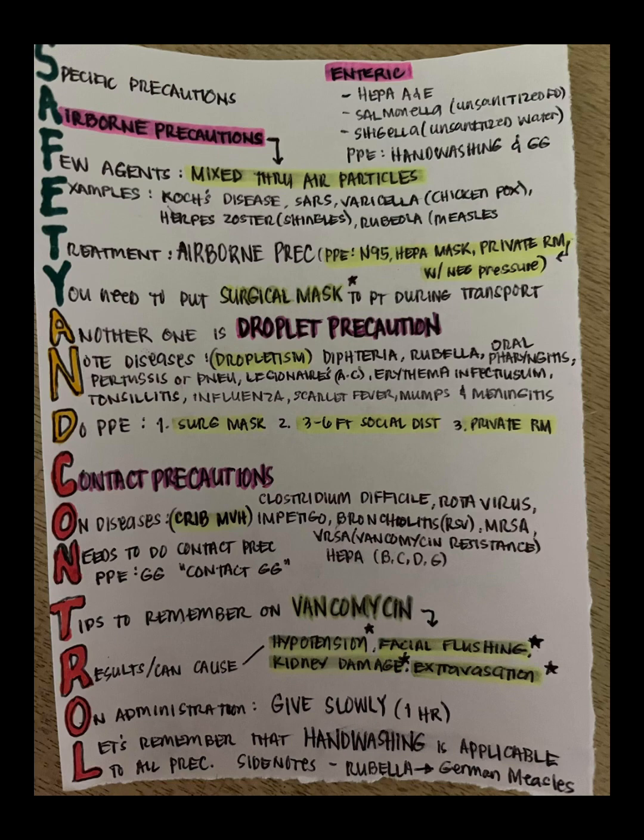Si contact precautions naman, these are the diseases that have the mnemonic CRIB MVH. We have the C. difficile or Clostridium difficile, rotavirus, impetigo, bronchiolitis or RSV virus, MRSA, VRSA or vancomycin-resistant, and hepatitis B, C, D, G. PPE for contact precaution is GG: gloves and gown. Contact, GG.